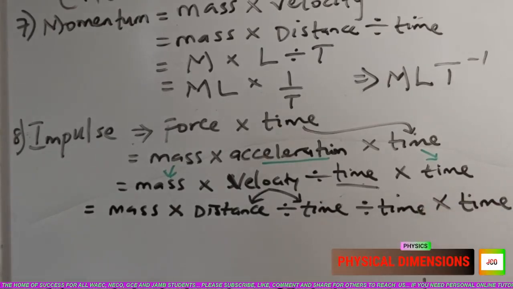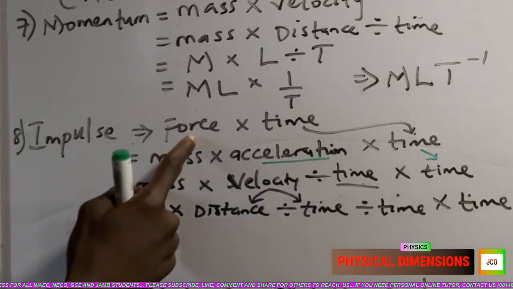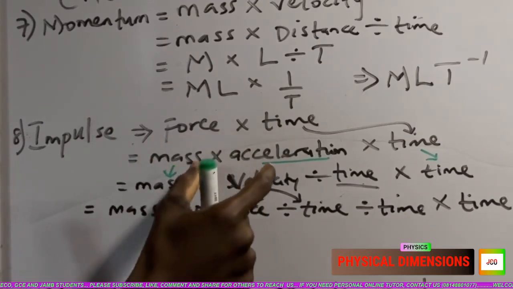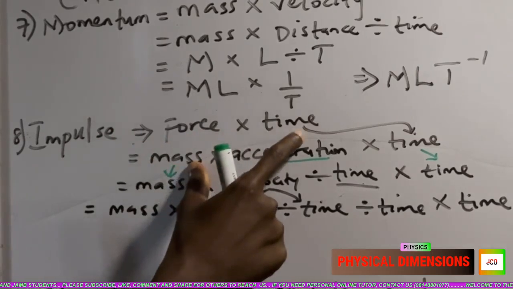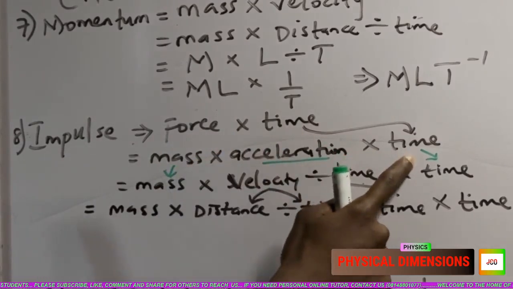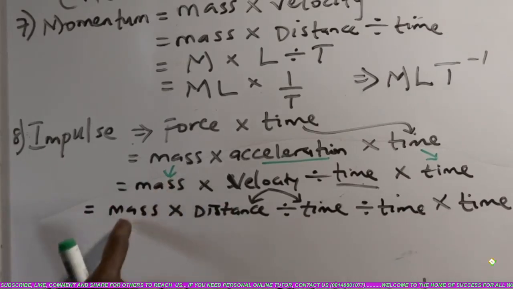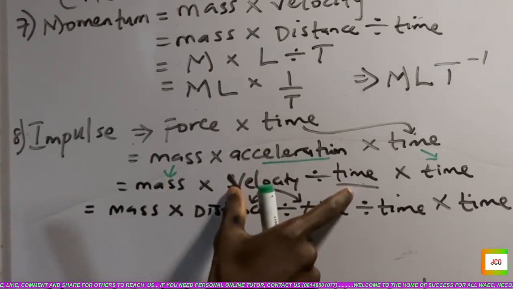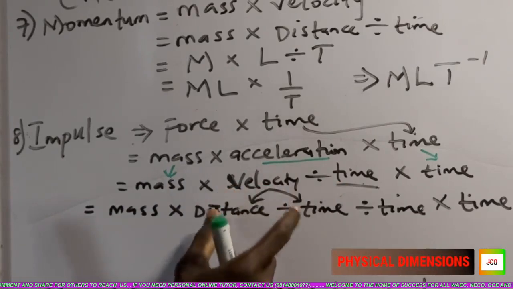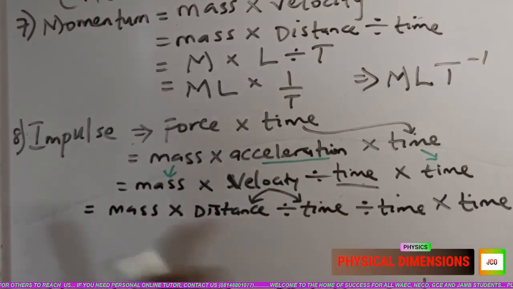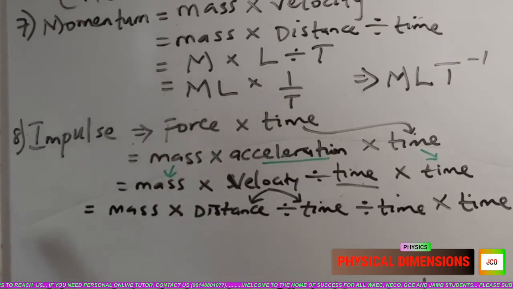Observe what I'm just doing now. It's getting longer and longer. Force times time is the formula for impulse. Force is mass times acceleration. This other times time is there. And it has come down and come down. So that's why that mass came down. Acceleration became velocity divided by time. Velocity became distance over time. This divided by time initially there is here. Now look at it, everybody is in the same physical quantity, so we can now change.